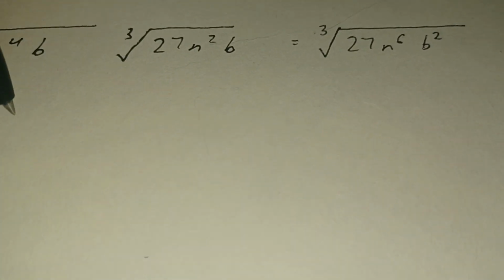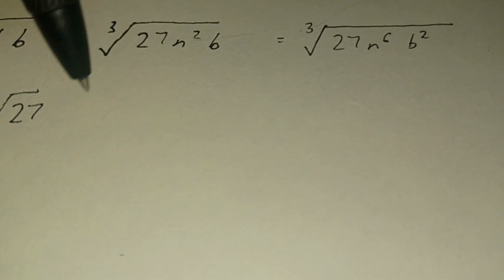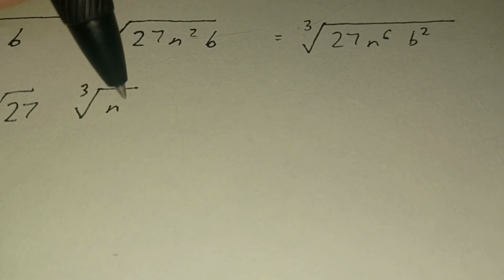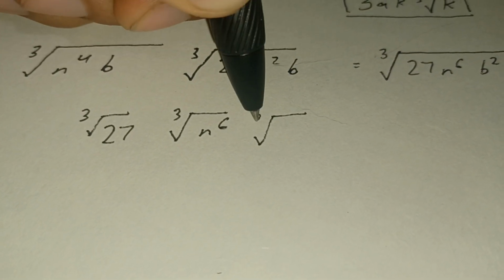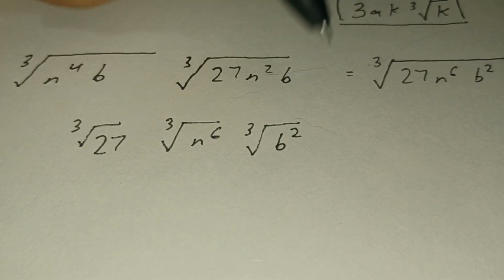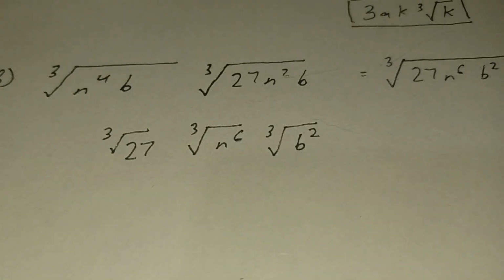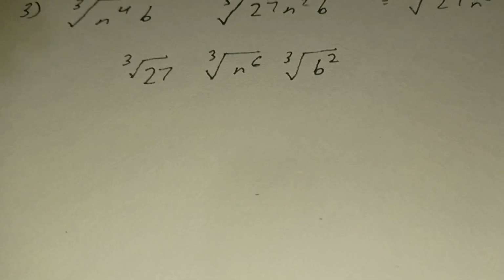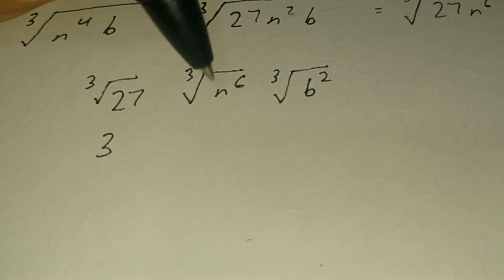So now we have the cube root of 27 times the cube root of n to the 6th power times the cube root of b squared. All right, so what number times itself 3 times is going to equal 27? Again, it's going to be 3, because 3 times 3 times 3 is 27. And now we have this one.